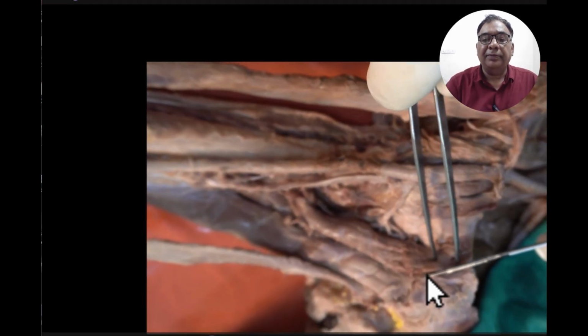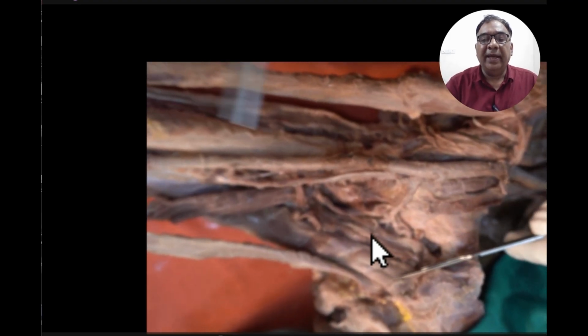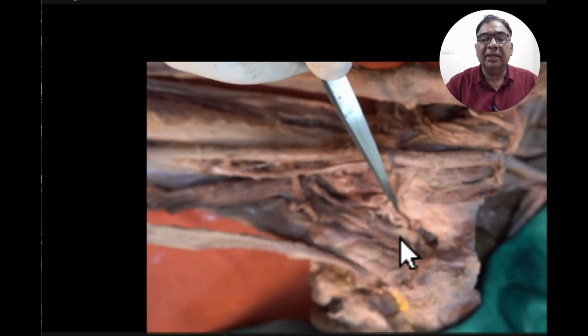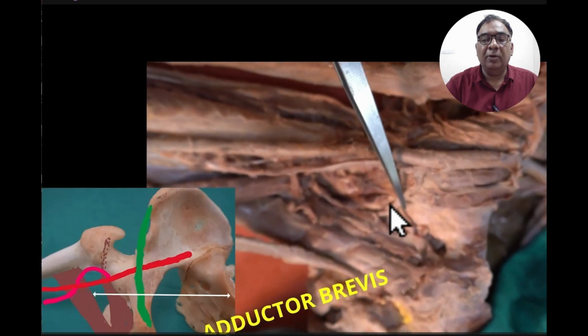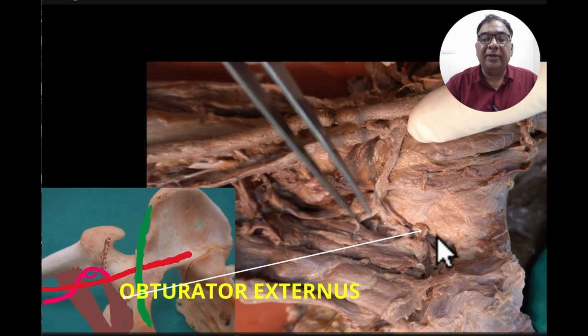Here, after reflecting pectineus muscle, we will get adductor brevis muscle. This is adductor brevis muscle and this is medial circumflex femoral artery. Here it passes between adductor brevis muscle and obturator externus muscles.